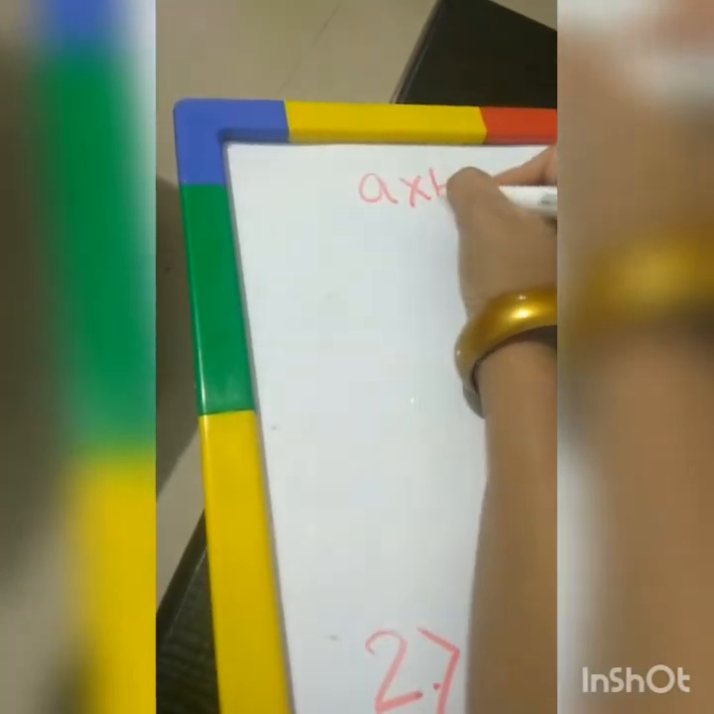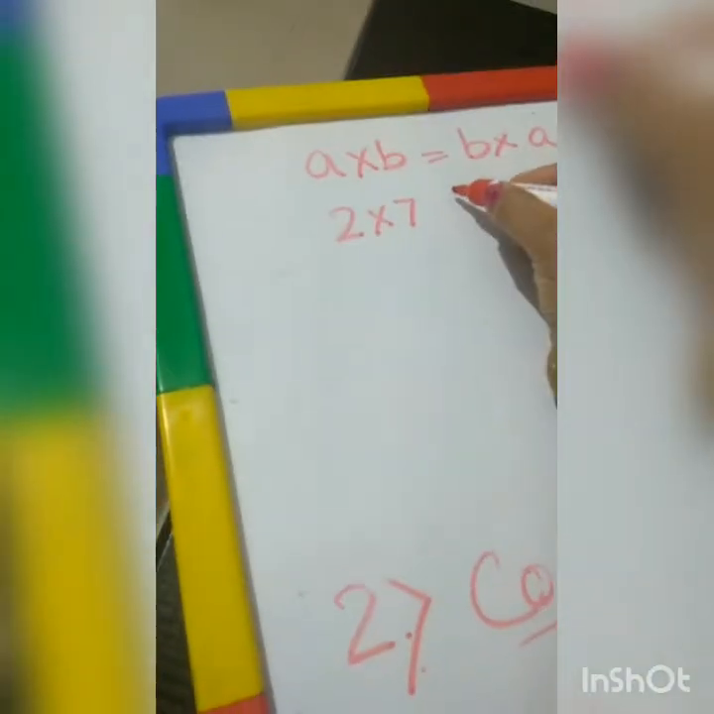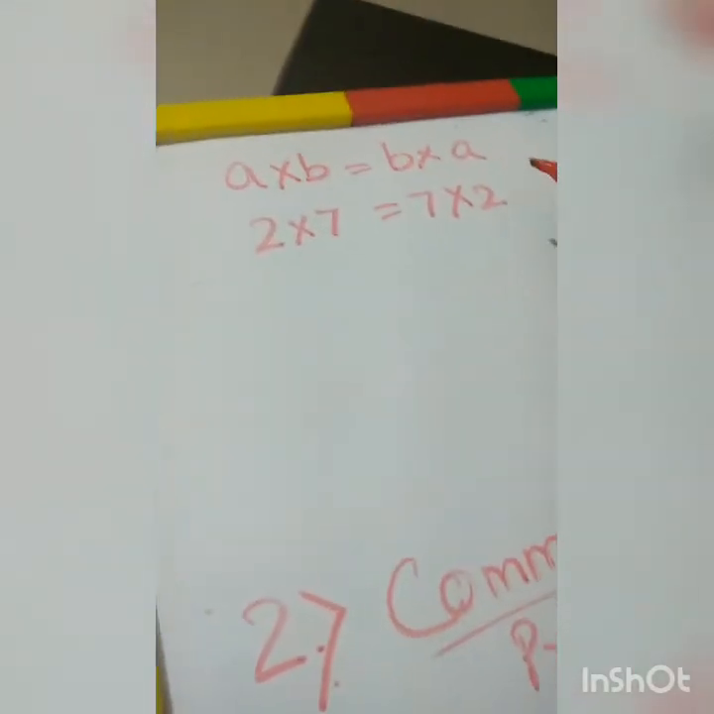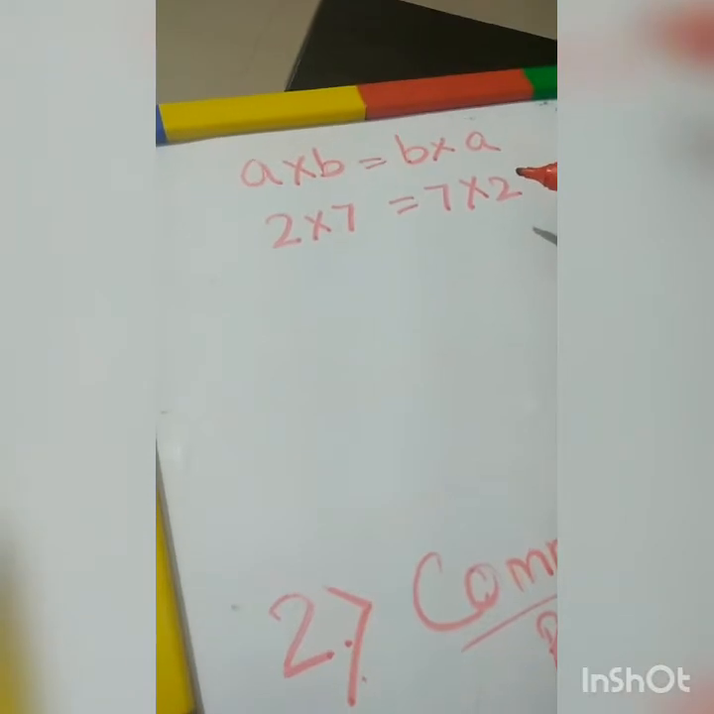Similarly, in multiplication also, if we change the order of the numbers, suppose the numbers are 2 and 7, the answer is 14, and if I multiply 7 with 2, then also the answer is 14. So the operation of multiplication is also commutative.